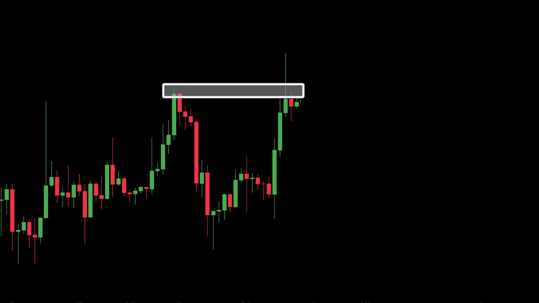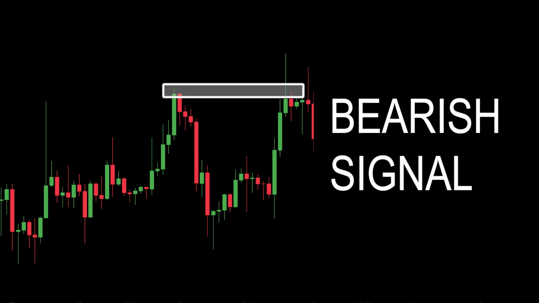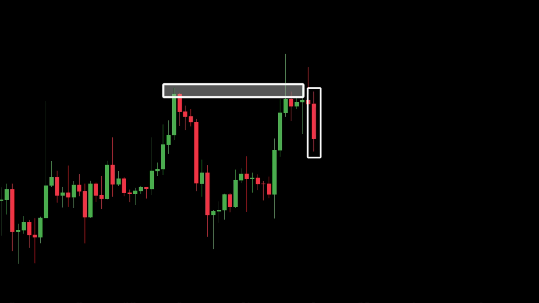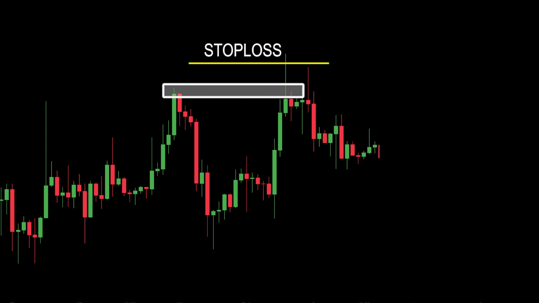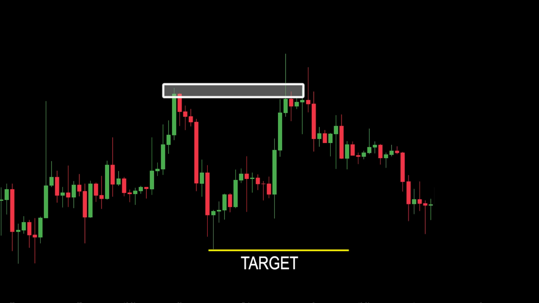So we wait till the price shows some sort of bearish signal. Once we spot a bearish signal, we can enter the trade. We set our stop losses just above the supply zone and our targets at the previous support level.